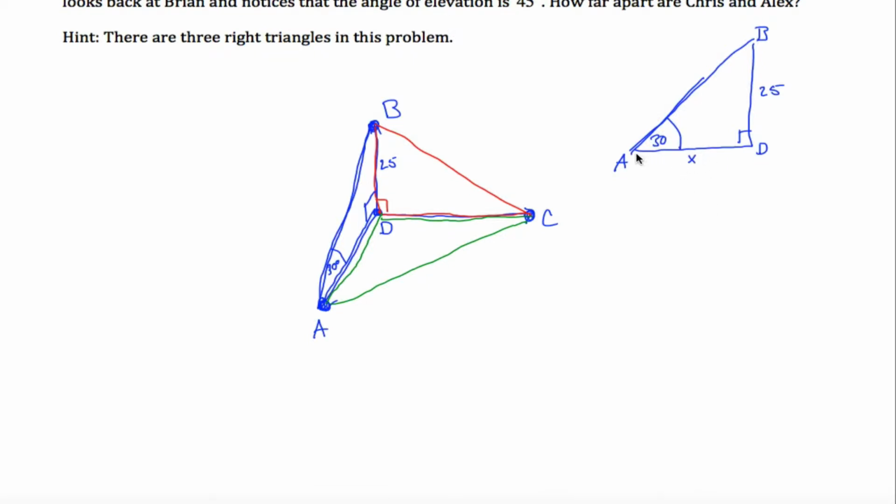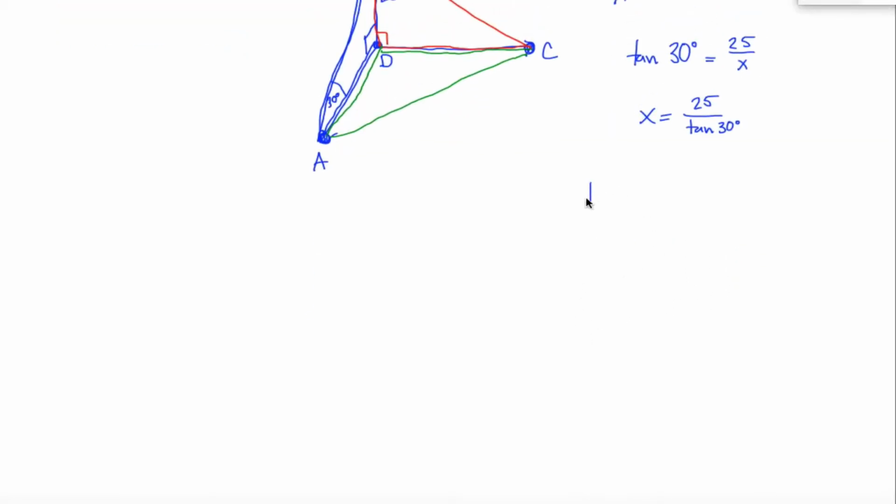So what I'm doing here is relating the side length opposite this 30-degree angle and the side length adjacent to this 30-degree angle. The trig function that relates opposite and adjacent is tangent. So tangent of 30 degrees, which I can figure out off my unit circle, must be equal to opposite 25 over adjacent, which is x. In other words, x must be equal to, if I multiply it up to this side, 25 over the tangent of 30 degrees. Let me work out the tangent of 30 degrees off to the side.